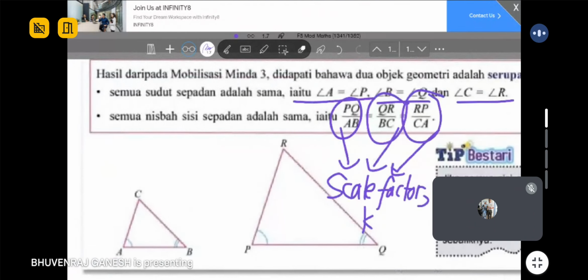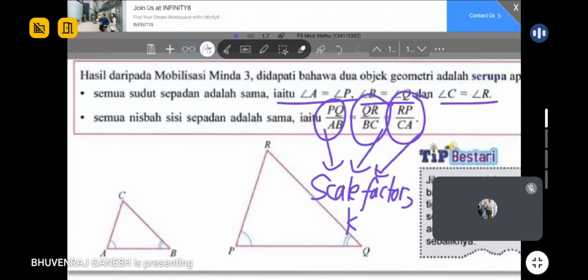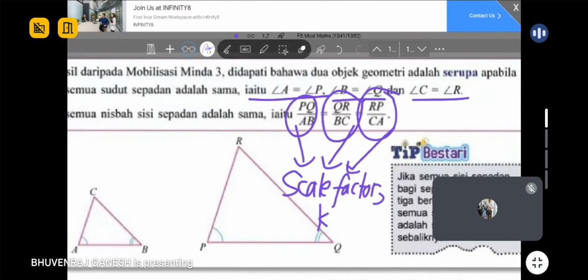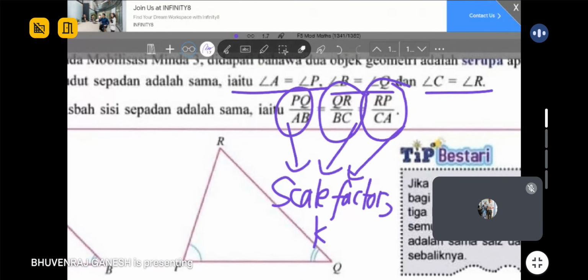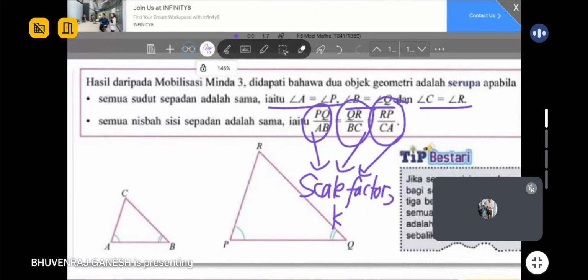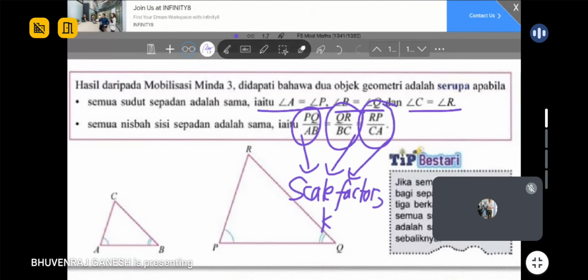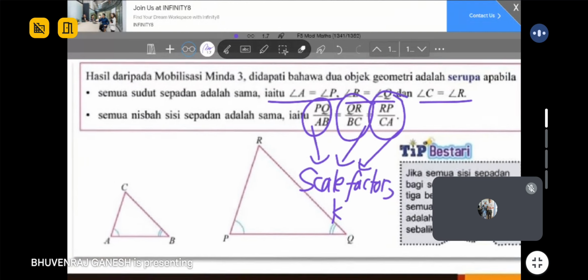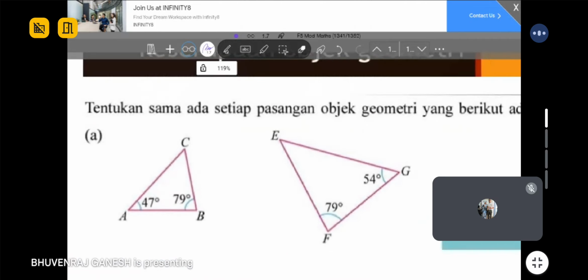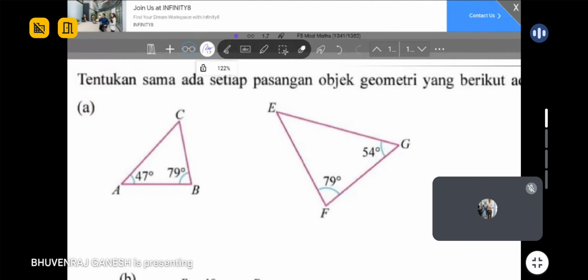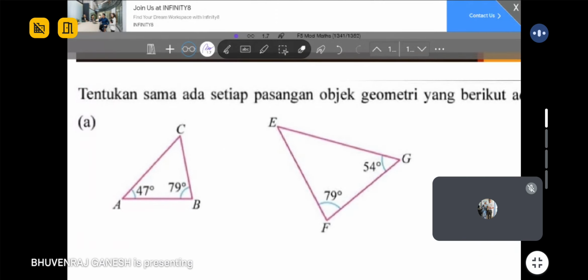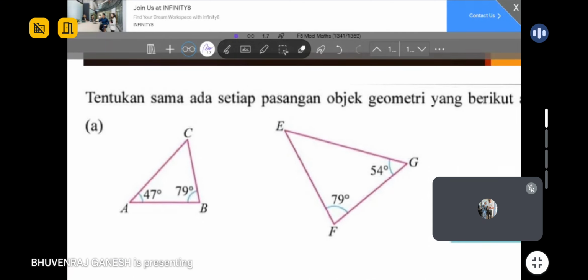Okay? So kat sini mereka tak bagi tahu mana objek, mana image, we don't know. But definitely kita akan ada scale factor. Okay, tapi nilai kita tak tahu. We just don't know the value only. Understand guys? So this is the meaning of similarity lah, keserupaan. Alright? So now, try and see this one guys. Okay, they ask you to check and see, are these two same or not? Adakah mereka serupa? So your answer is yes or no only.